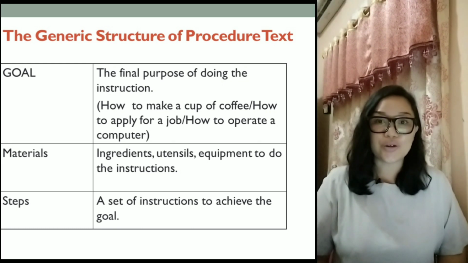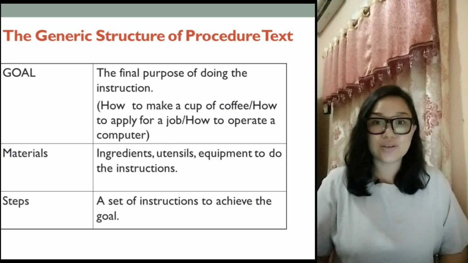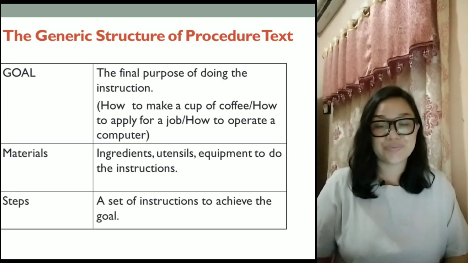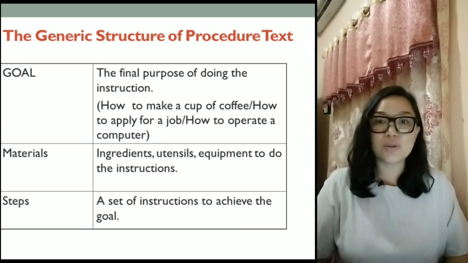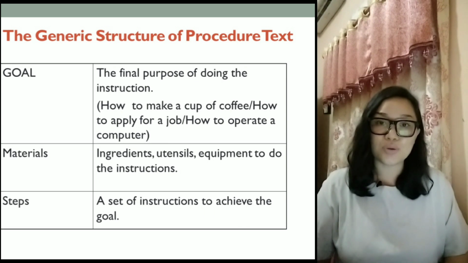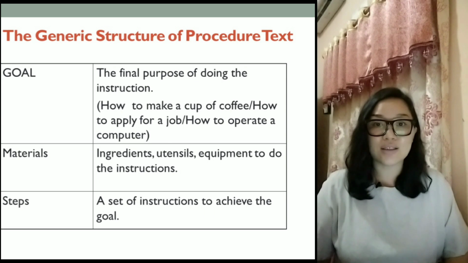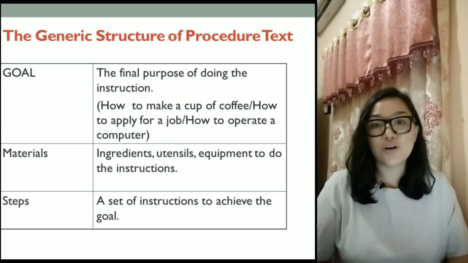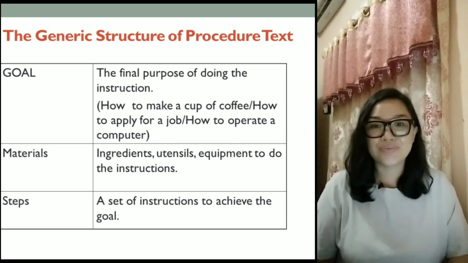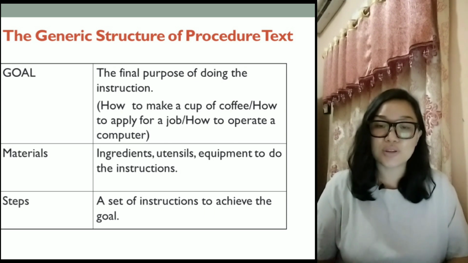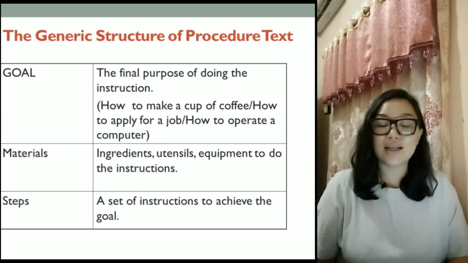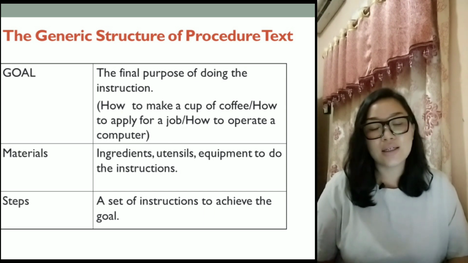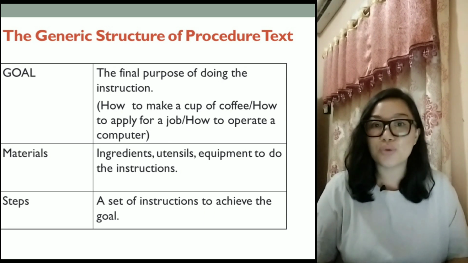The second, materials. Ingredients, utensils, and equipment to do the instruction. Pada bagian kedua penulisan teks prosedur ini, kita menyebutkan bahan-bahan, alat-alat, atau perlengkapan lain yang diperlukan untuk membuat sesuatu. The third is steps, a set of instruction to achieve the goal. Di bagian ketiga penulisan teks prosedur ini, kita sebutkan langkah-langkah atau instruksi yang harus kita ikuti untuk membuat sesuatu.